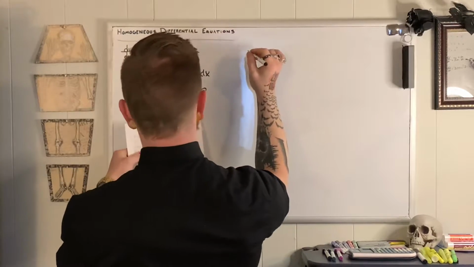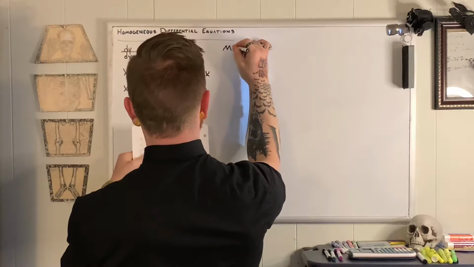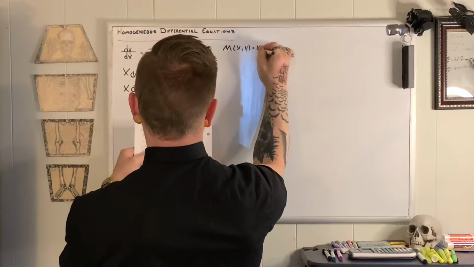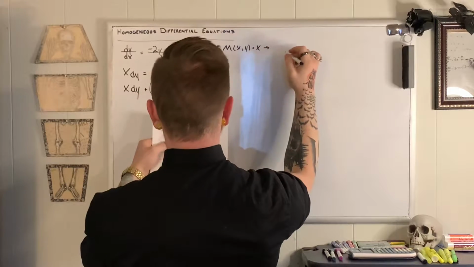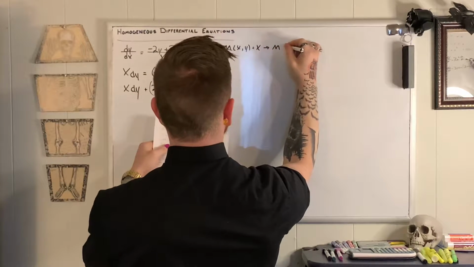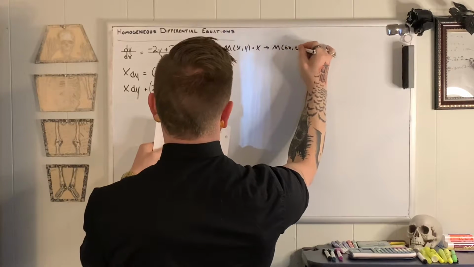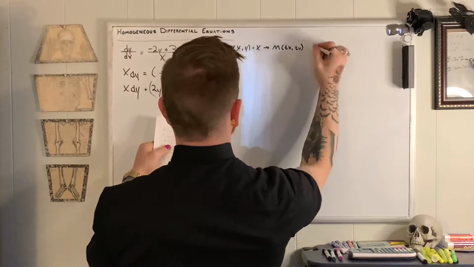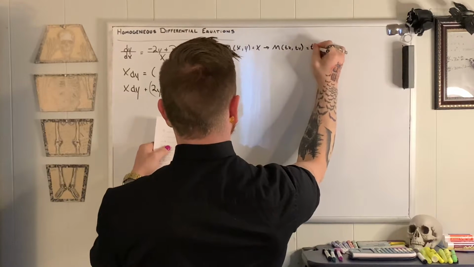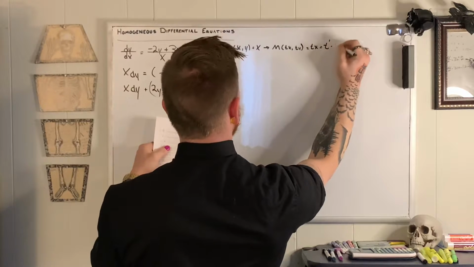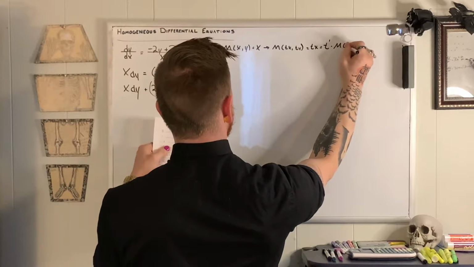In this situation, our M of x,y is equal to x. So our M of tx, ty is equal to tx, which is the same thing as t to the first power times M of x,y.